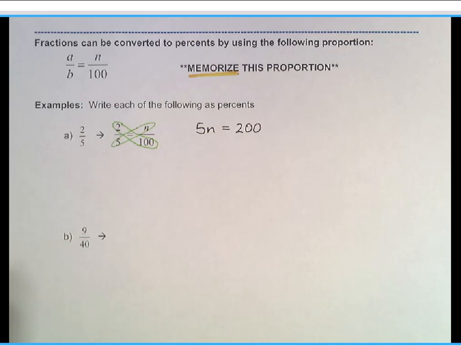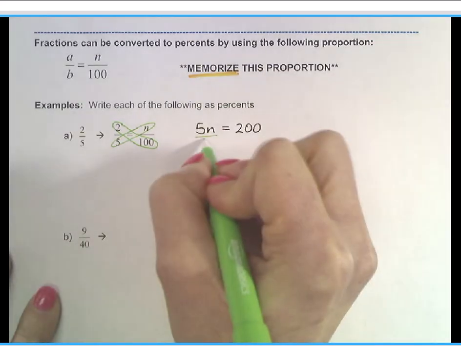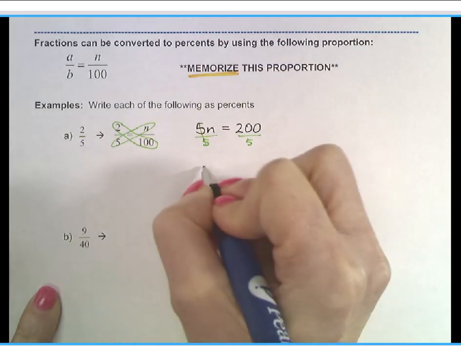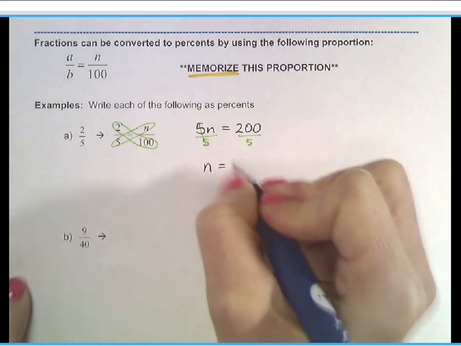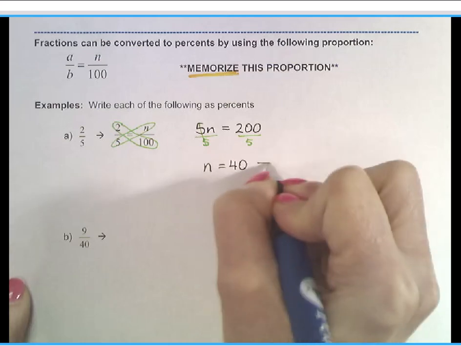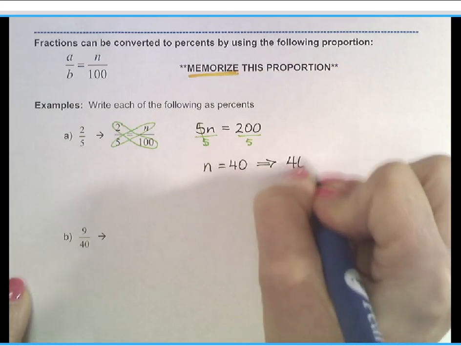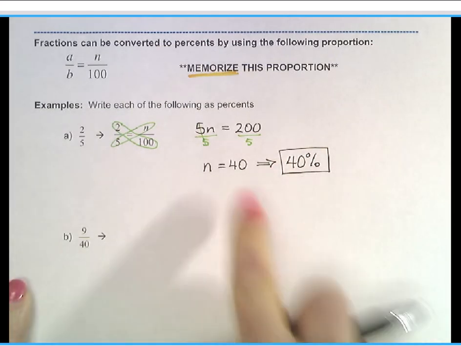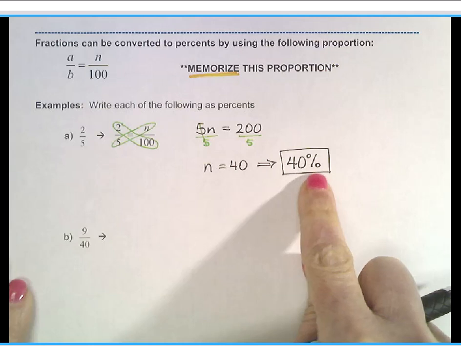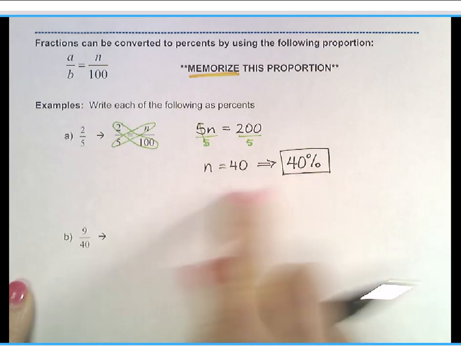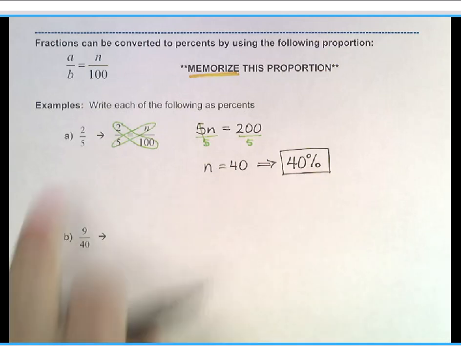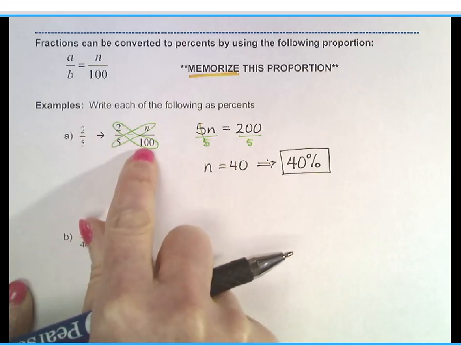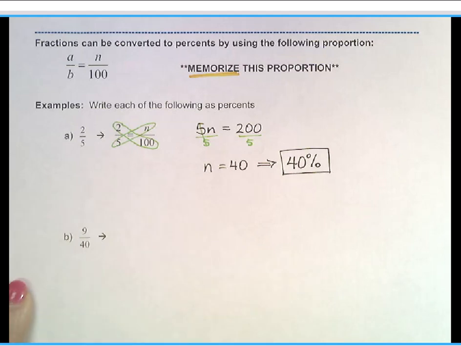And then to solve this, we would just divide both sides by 5. A nice simple little solve there. And when you divide 200 by 5, you get 40. And so then that tells us that 2/5 as a percent is 40%. See, the answer that you get for n, you literally just slap a percent sign on it. You don't have to mess with decimals. So 2/5, if you want to keep it as a fraction, you can set it equal to n over 100 and then solve the proportion.